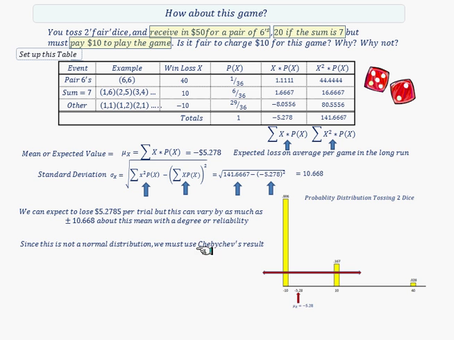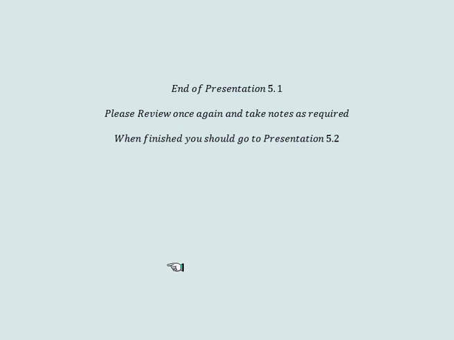And we're saying here that we have to use Chebyshev because we can't use the normal distribution or the empirical rule. And that's the end of presentation 5.1. We ask you to take notes as required and continue to presentation 5.2.